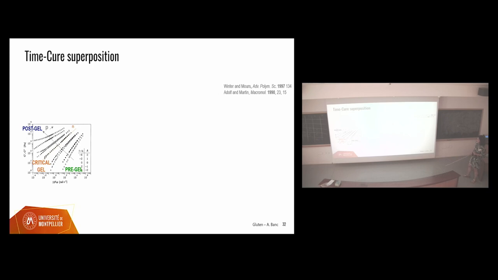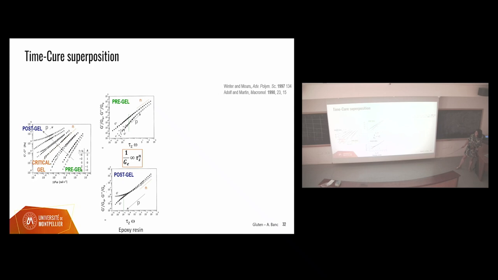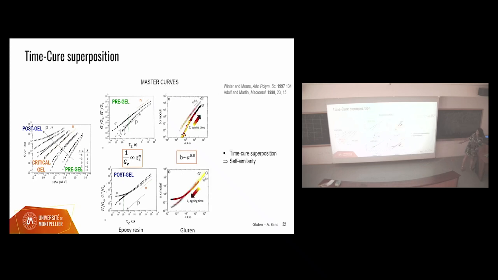Even more interestingly, for some systems, it was found that this dynamic frequency sweep curve could be plotted on two master curves with the power law regime here and with a relationship between the shifting factors that are used here, tau z, and 1 over GE here. And this is exactly what we measured for gluten. The fact that we can plot this kind of master curve indicates that we have a self-similarity in terms of structure of our samples.